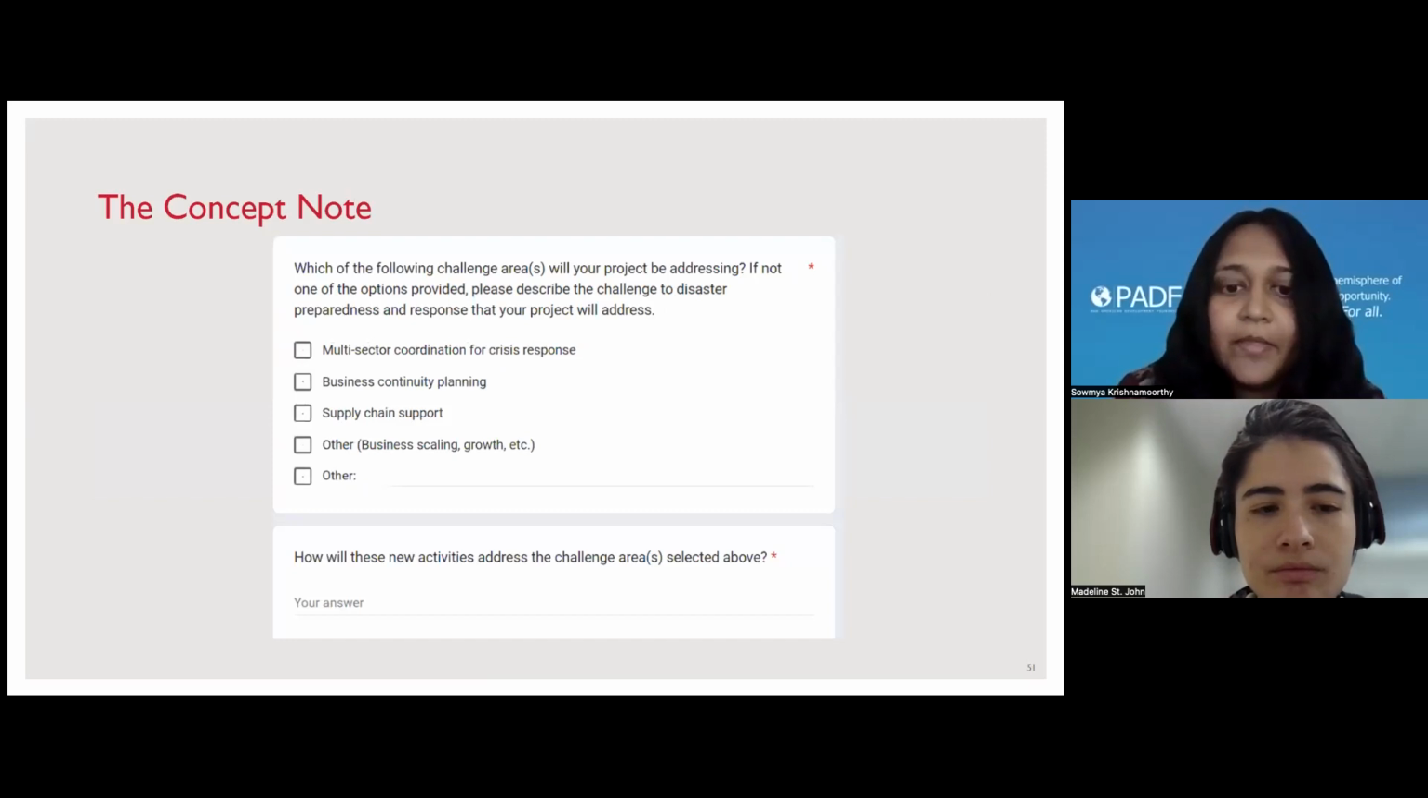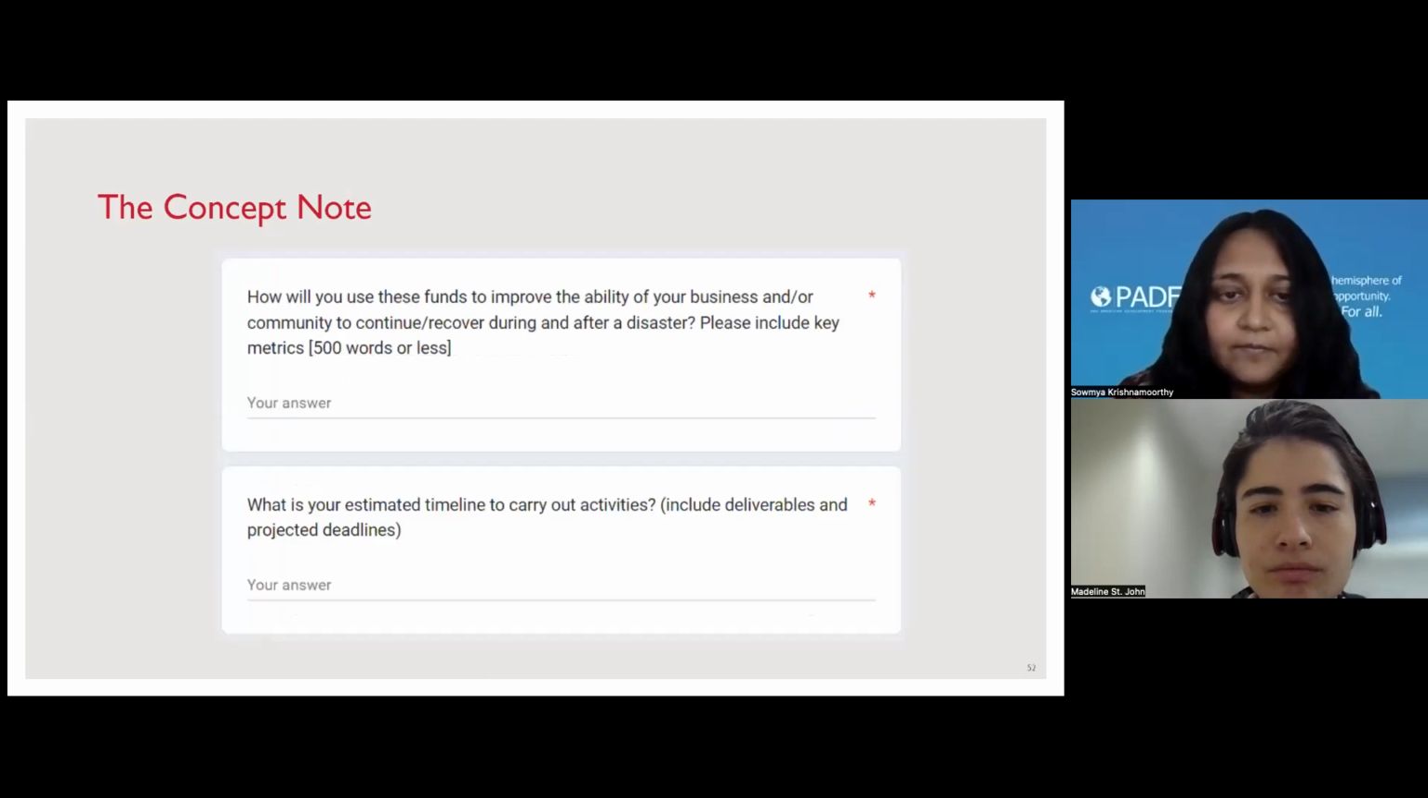And then tell us how your new activities, if you do select one of those challenge areas, or you let us know it's an other, tell us how your activities are going to contribute to the challenge area that's been identified above, so we can have a clear understanding of how your idea might fit into the broader challenge. Next slide, please.